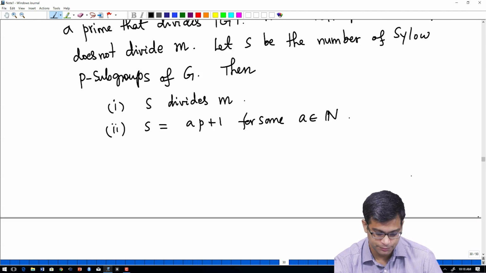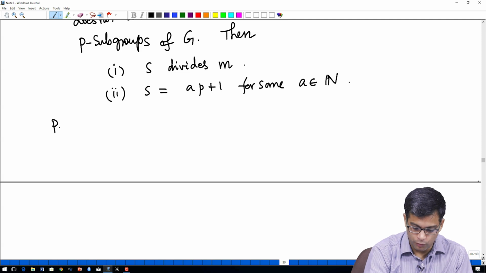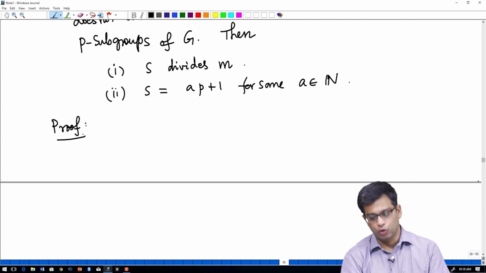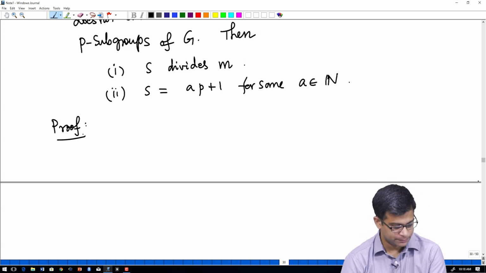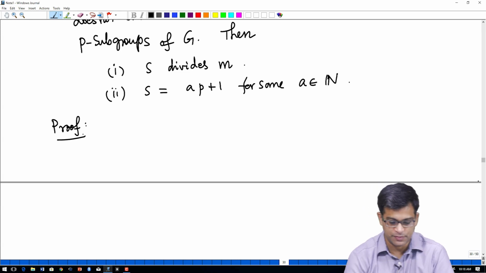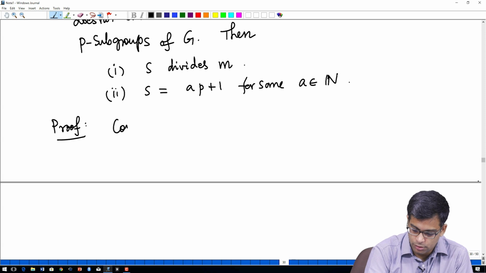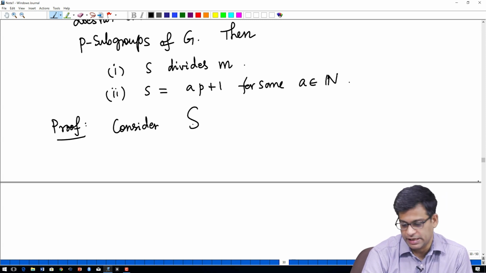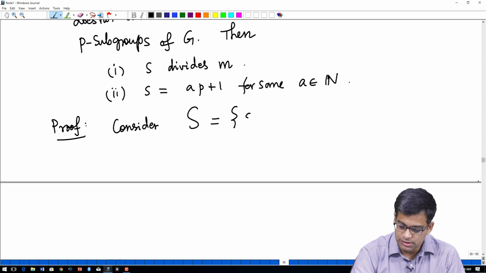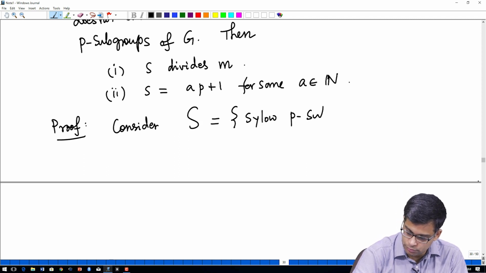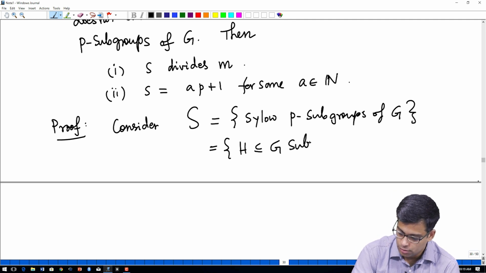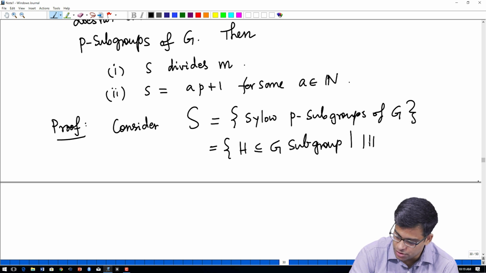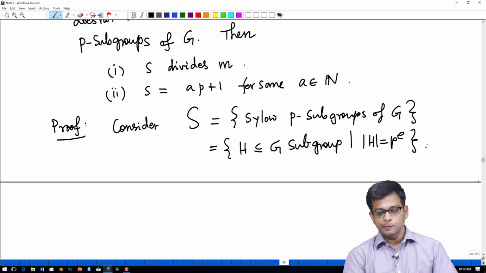So, let us go ahead and prove this. The proof is again a clever use of group actions, as the first two Sylow theorems were. Here also we cleverly use a group action on a suitable set. The useful set here is capital S, the set of all Sylow P subgroups, that is, H is a subgroup of G and the order of H is P power e.